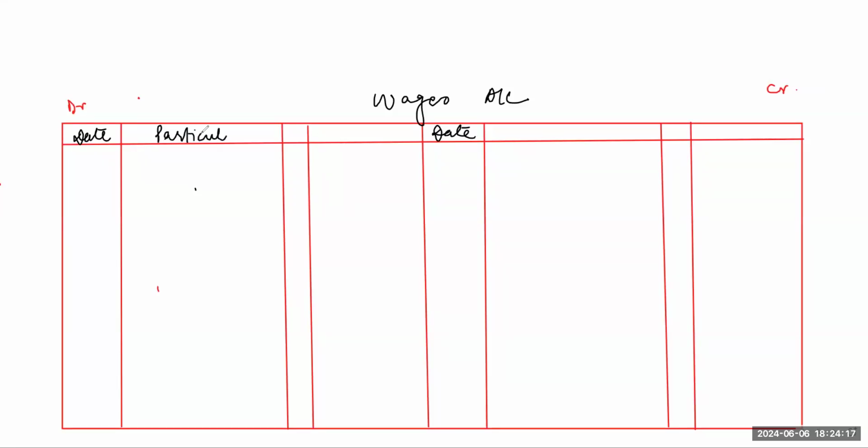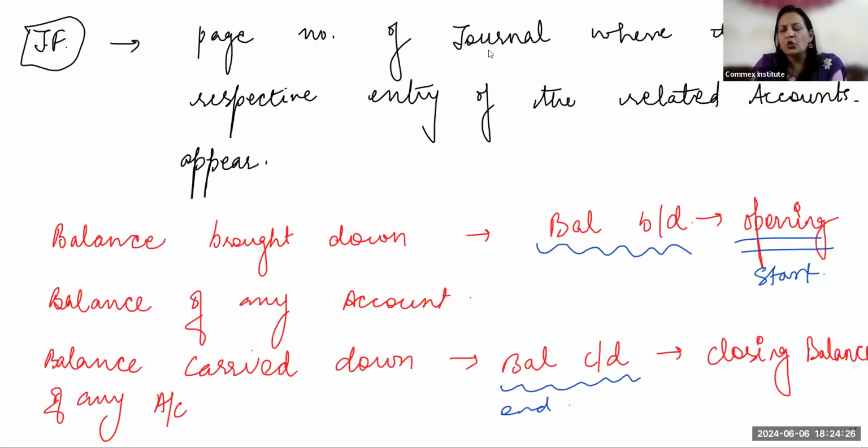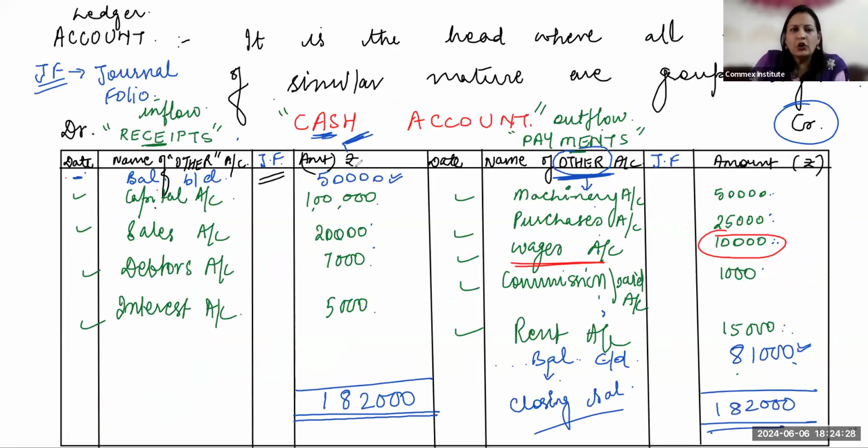Ma'am, in the last cash account, from where did you get 50,000 as balance brought down? Yeah, this will be given to you. Balance brought down. You will be knowing in your business how much cash you have. Because the last year's closing balance will be this year's opening balance. Okay, now this closing balance of 81,000 for the next month or the next year, it'll become the opening balance, no?